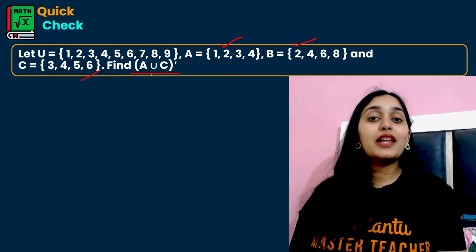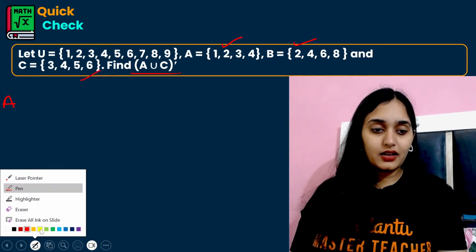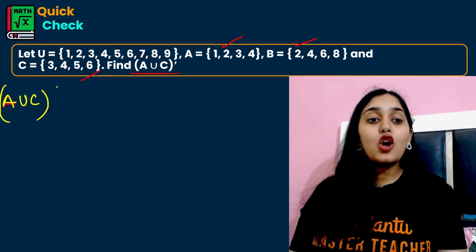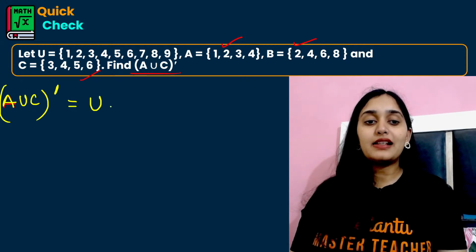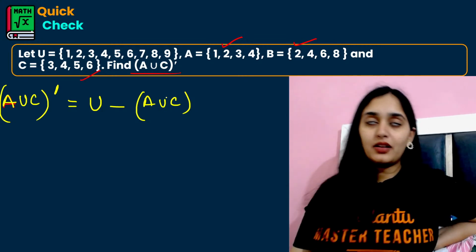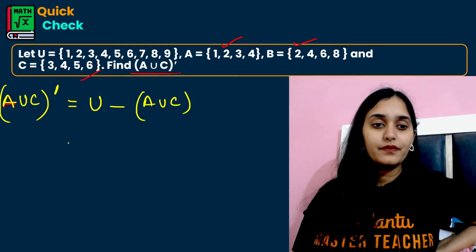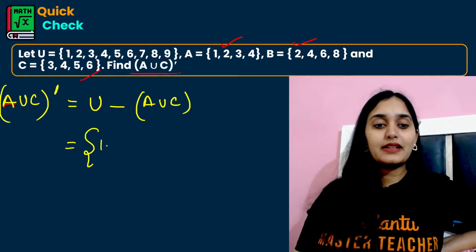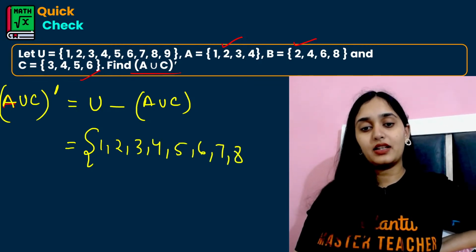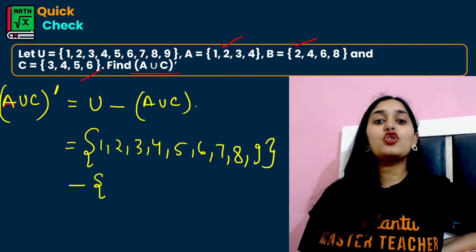Find A union C complement. So, A, let me change the color of the pen. A union C complement will be universal set minus A union C, right? It will be basically anything in the universal set which is not there in A union C. So, universal set is basically 1, 2, 3, 4, 5, 6, 7, 8, 9. You want to subtract A union C.